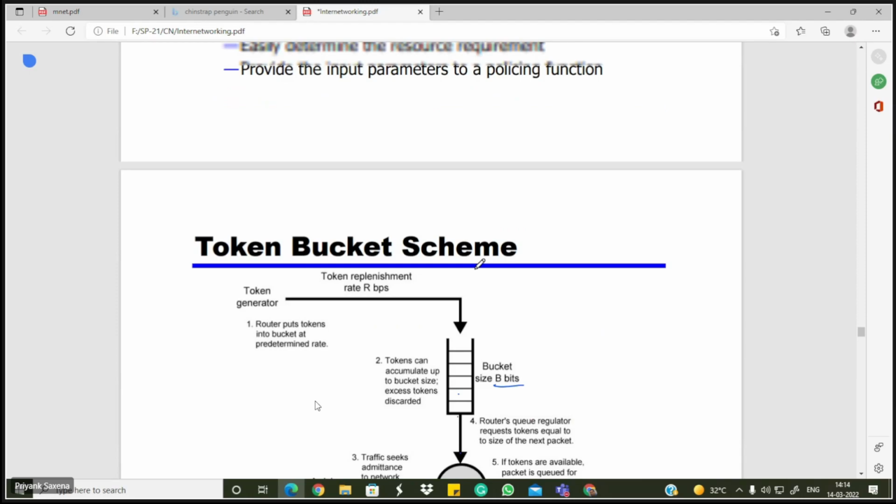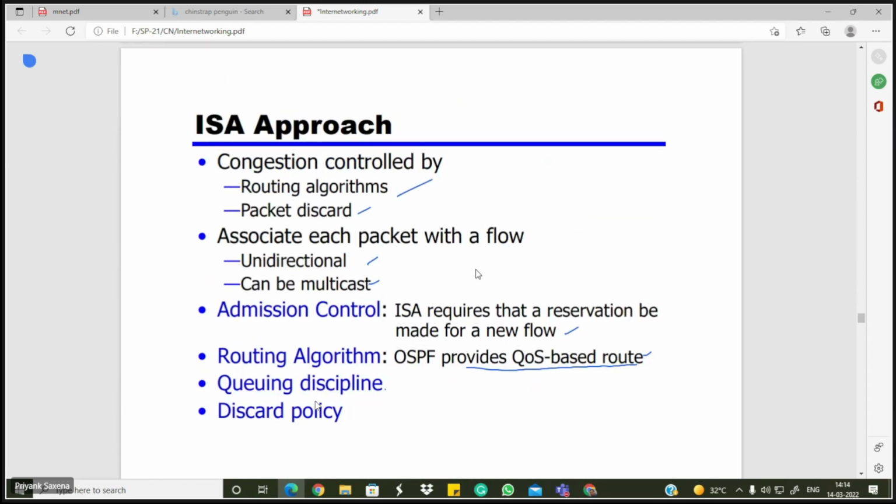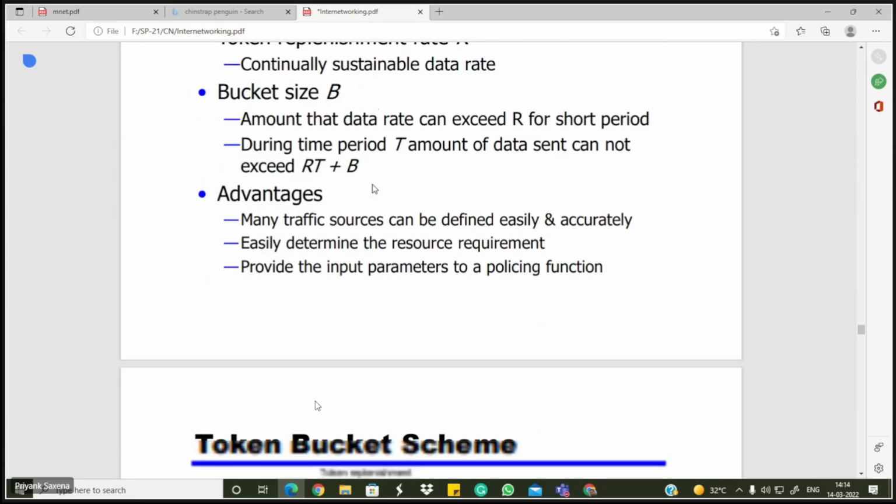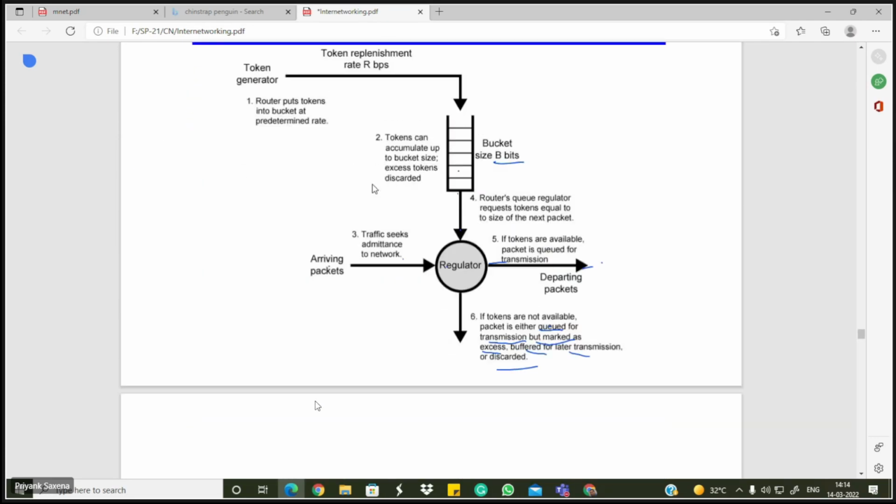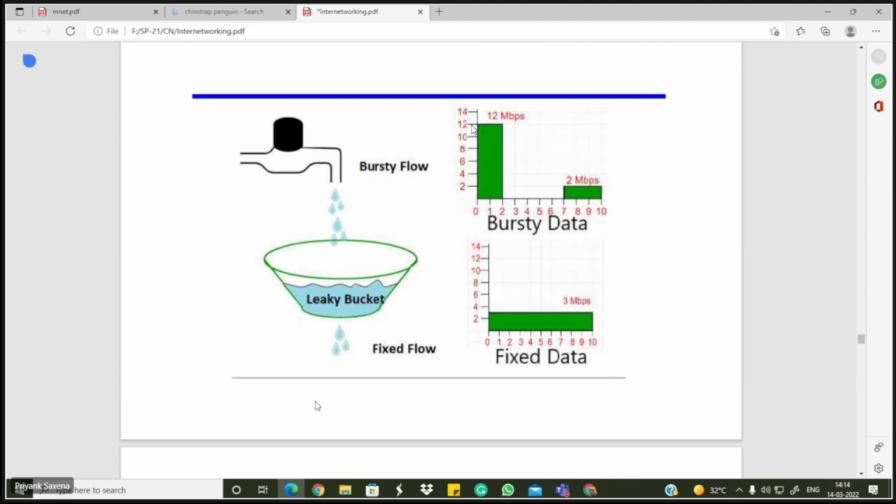Are you following? The first thing is that congestion is controlled by the routing algorithm. So this is how the traffic is being characterized, how the traffic is being controlled. For that, traffic control to avoid congestion, this is the token bucket scheme. Another scheme is one you must have heard of, the leaky bucket.